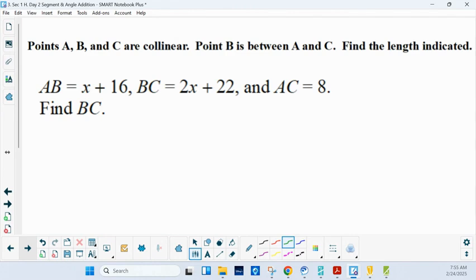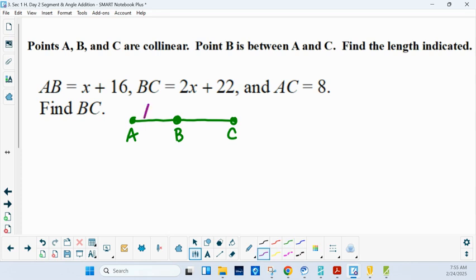Okay, this one we don't have a diagram, so I really suggest drawing one. So they tell us that points A, B, and C are collinear. What does collinear mean? Same line. Okay, so they're on the same line, and point B is somewhere between A and C. We don't know where for sure, but just draw a diagram. And then let's label what they're telling us.